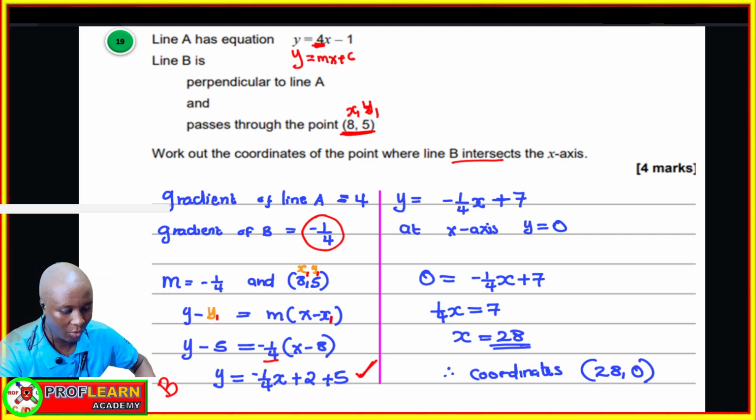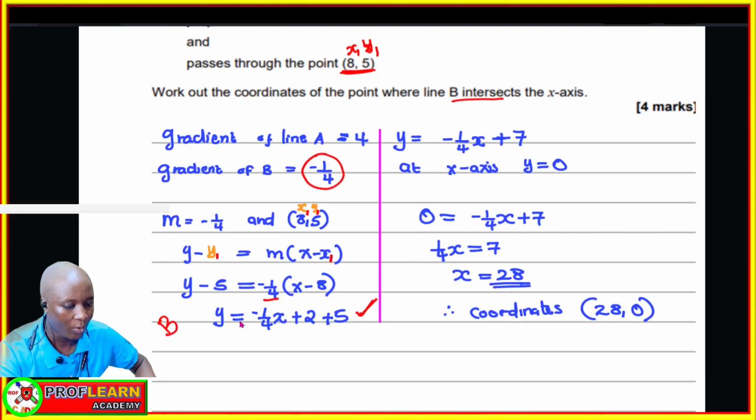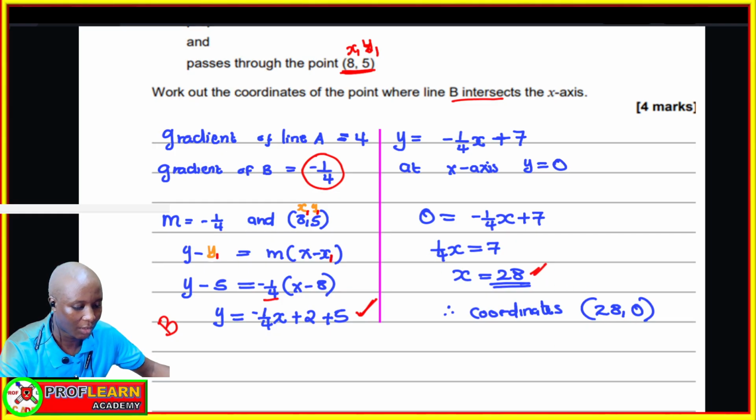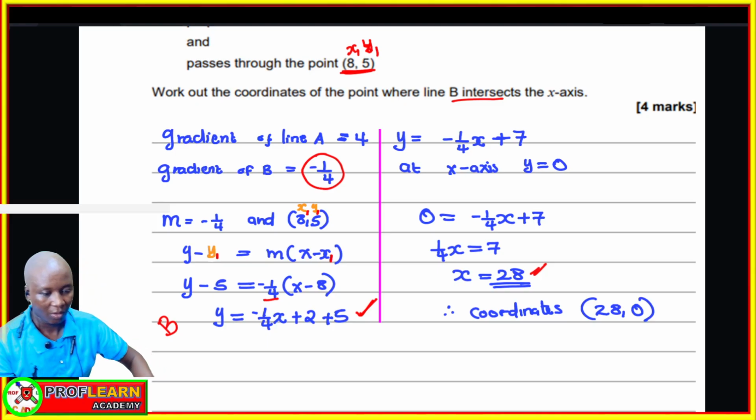So once you've gotten the equation, you now work out the point where it cuts the x-axis. Something you need to remember: at the x-axis, y is equal to 0. So substituting y equals 0 into this equation, you can find the value of x, and that's going to be 28. The coordinate will be 28, 0 as the final coordinate.